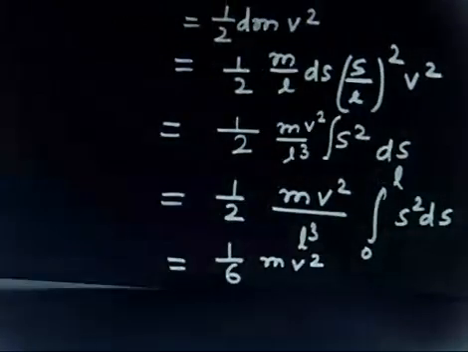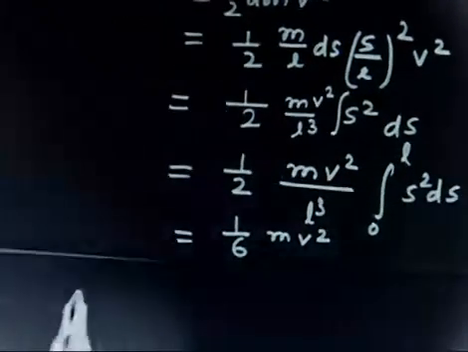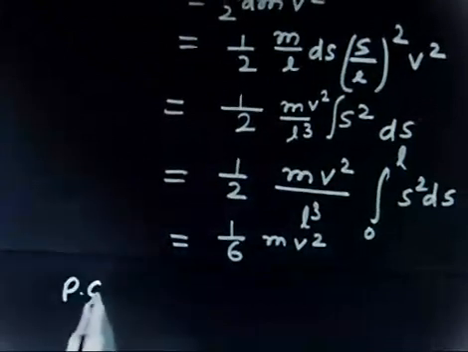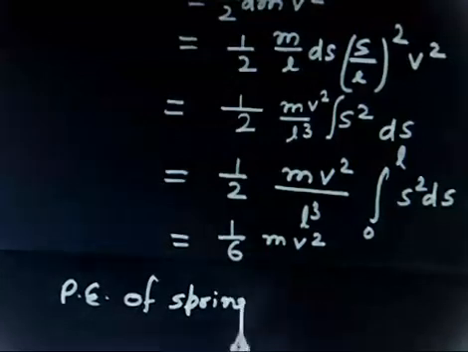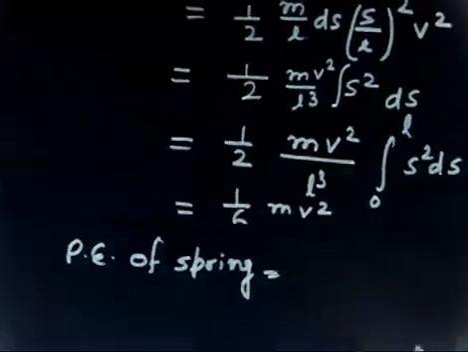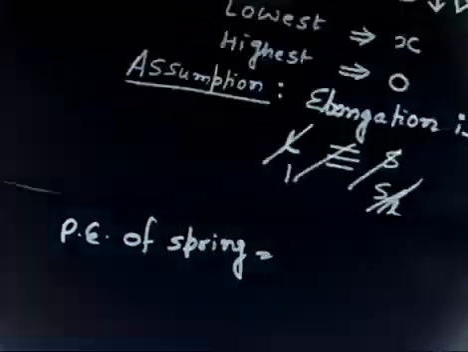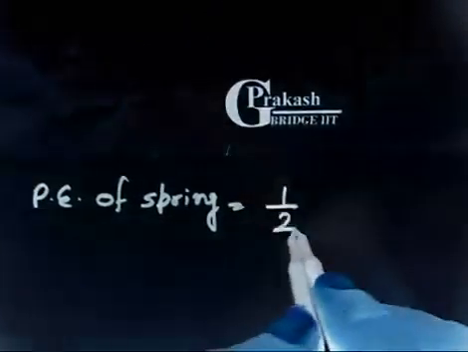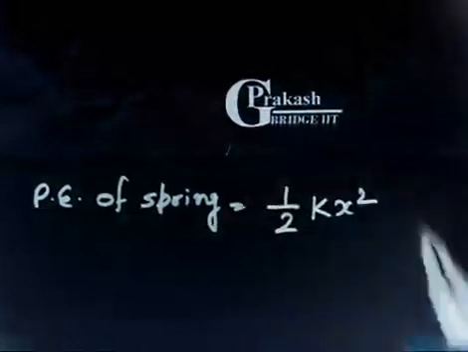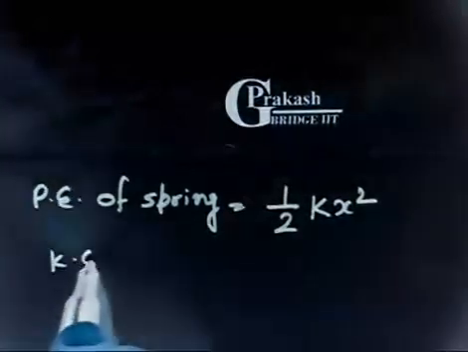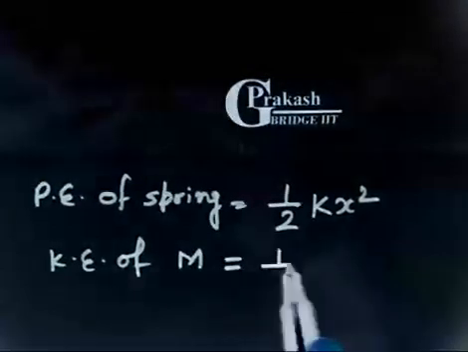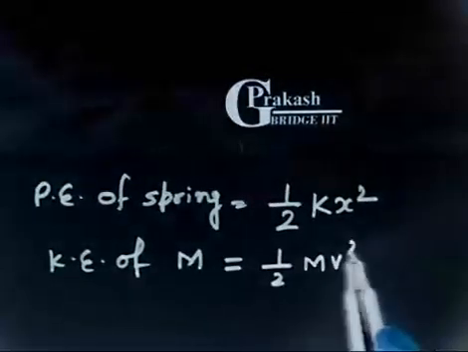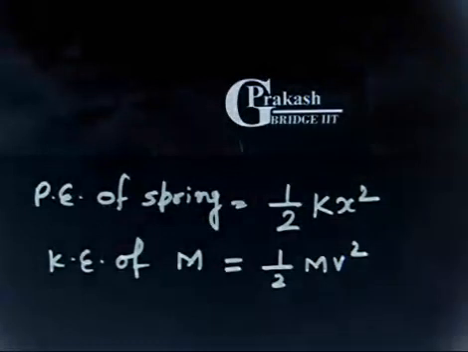Now let us find the potential energy of a spring. That is easy. If you see, a spring has basically been stretched by a distance x, so potential energy is simply half k x square. Kinetic energy of the bigger mass, capital M, this time is again half M v square, and v is constant.